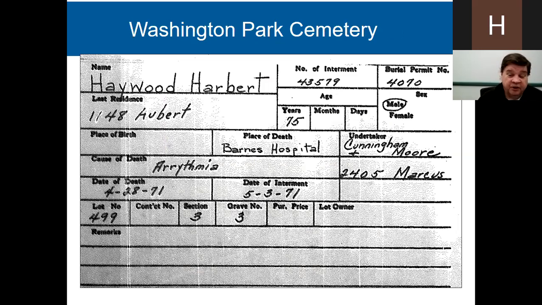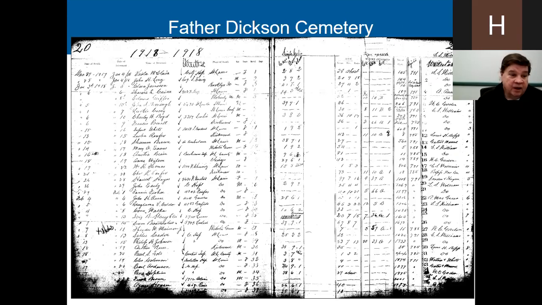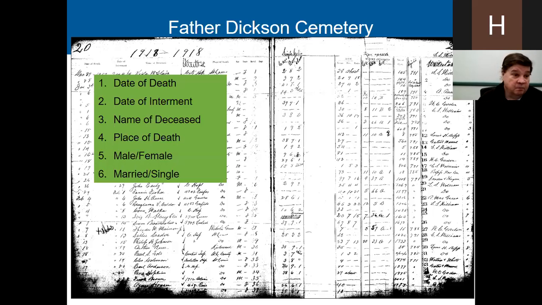You can also, if you're looking for death information, look for cemetery records. Here at History and Genealogy, we've got the records for Washington Park Cemetery. We've got these individual cards that say when they died, when they were buried, what lot they're in. Got similar records from Father Dixon's Cemetery. We do not have in our collection the records from Greenwood Cemetery, but if you contacted them through their Facebook page or their website, they can help you if you've got people buried there.